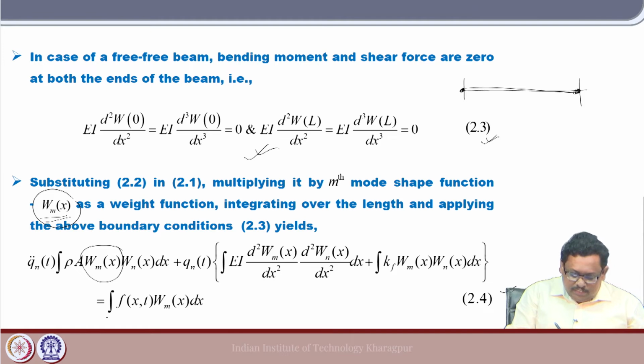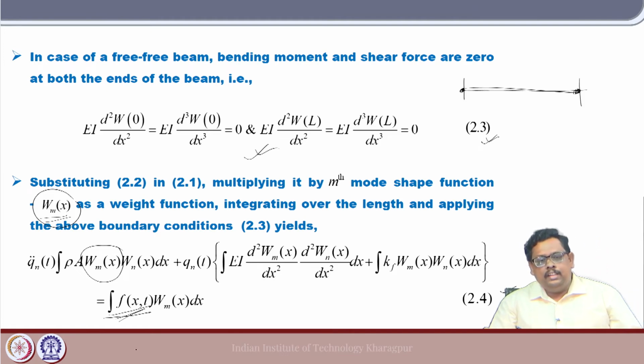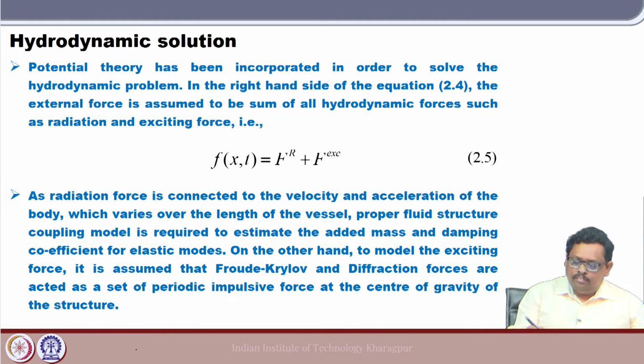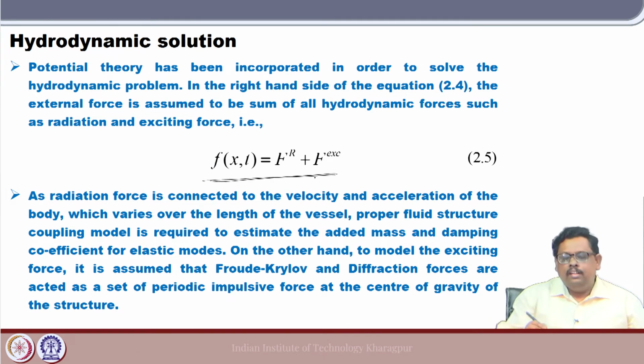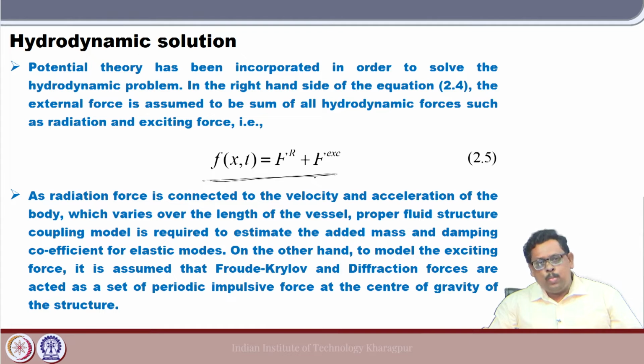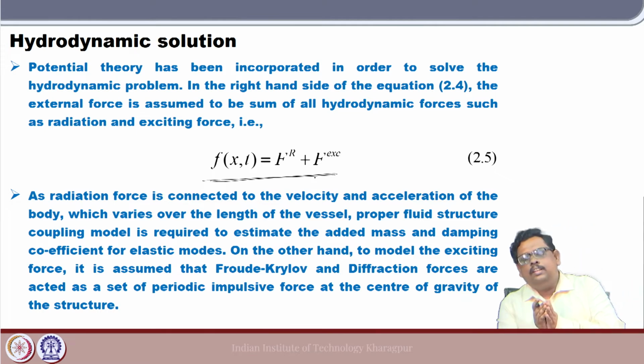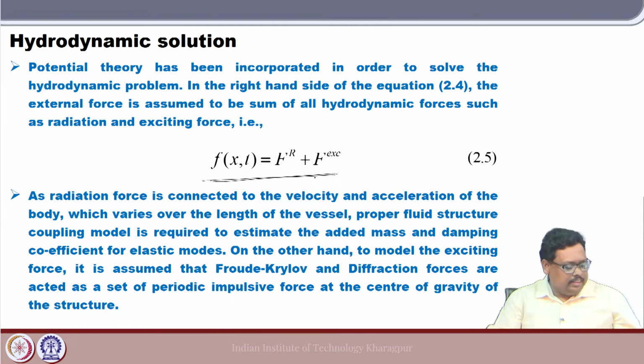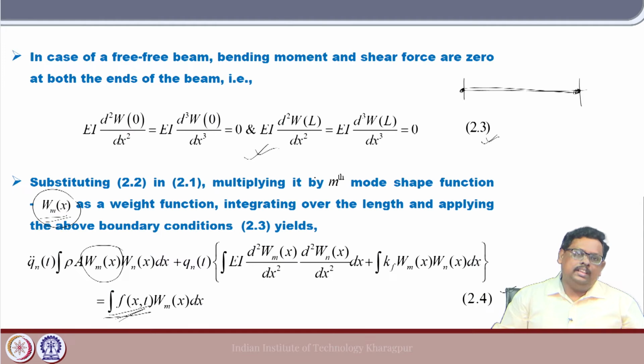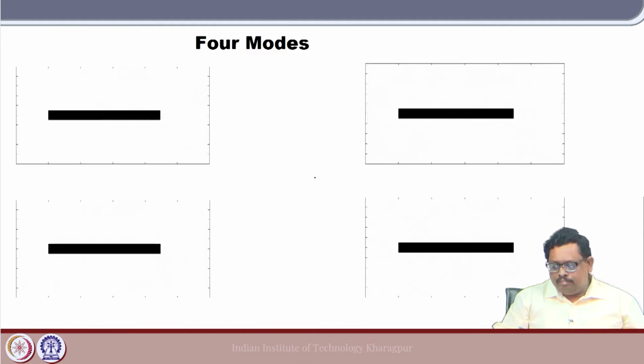However, the most important thing is how I can write the right hand side, this f(x,t), and this f(x,t) is a combination of the radiation force and the exciting force. Now, unlike the previous one, when I derived the finite element formulation, the restoring force we used as an external force and kept on the right hand side, but in this formulation we are using it inside the stiffness matrix.